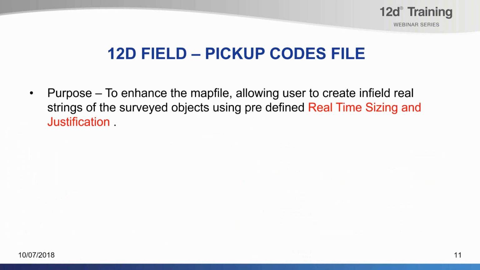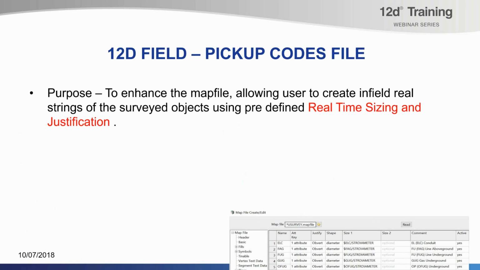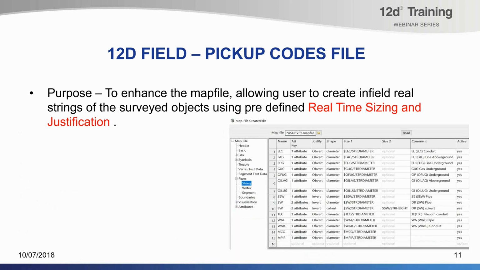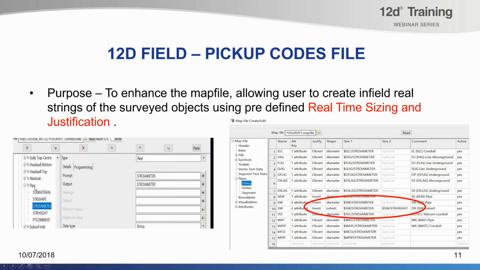Also is to enhance the map file, allowing the user to create in-field real strings of the surveyed objects using a predefined real-time sizing and justification. So here again in the map file, you've got the pipe strings, and I'll just highlight those. Here we've got all the stormwater in here, with the invert justified diameter for the stormwater, and one size, so that in this case it's a pipe. Then the second one down here has two attributes. It's invert justified, and it's a culvert, so it's got a diameter or a width and a height. And that allows you to manage that.